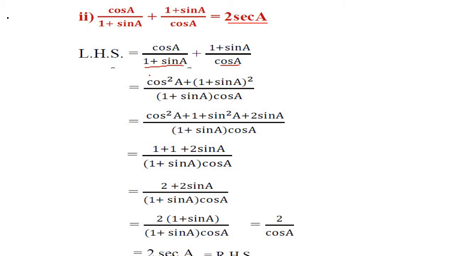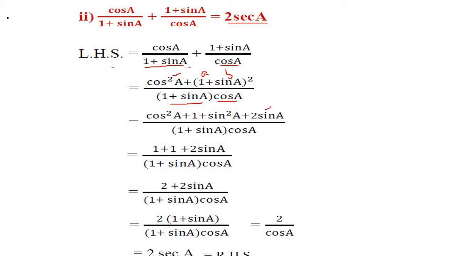In the first term, (1 plus sin A) into cos A, this goes one time and the remaining term is cos A. Cos A into cos A is cos square A. Next, in the second term, the cos A and cos A get cancelled, and the numerator becomes (1 plus sin A) whole square. So we have cos square A as it is, plus (1 plus sin A) whole square, which is in the form of (a plus b) whole square, where 1 is a and sin A is b.